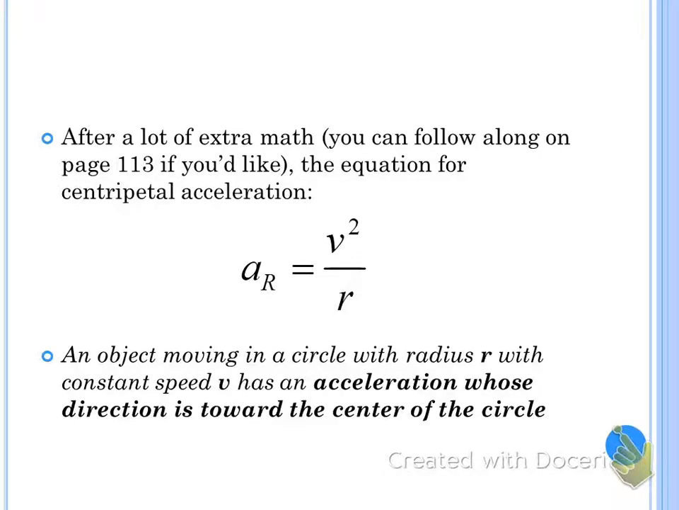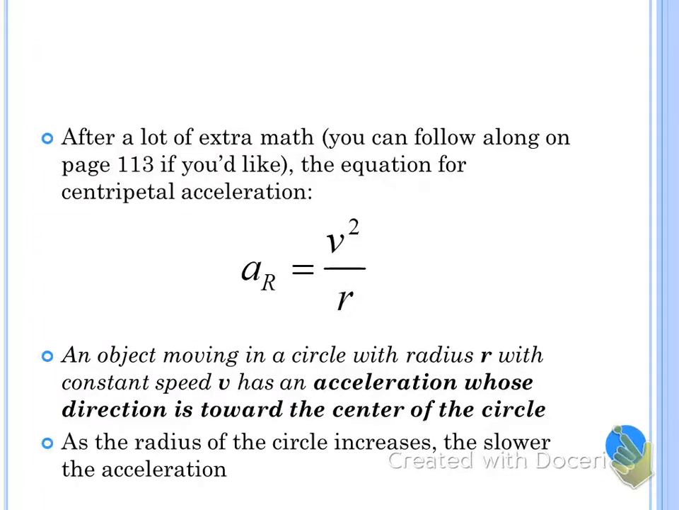Okay, so here's the word definition behind this. An object moving in a circle with radius r, whose constant speed is v, has an acceleration whose direction is toward the center of the circle. This is where it gets a little bit tricky. Okay, so your centripetal acceleration. You don't have to necessarily have that definition down. That's not something that we're going to look at a lot. But I want you to look at the acceleration direction toward the center of the circle.